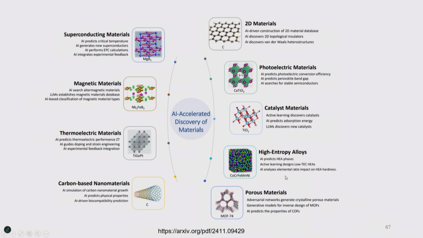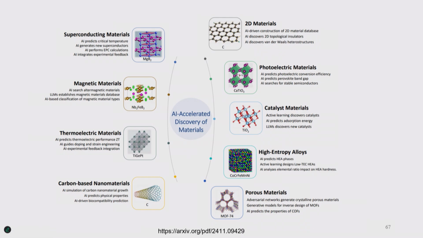So these techniques have been applied in many domains of materials classes like superconductors, magnetic materials, thermoelectric materials, carbon-based materials, photoelectric materials, high entropy alloys, porous materials, and literally I haven't seen any field which has not adopted AI to a certain extent in material science.